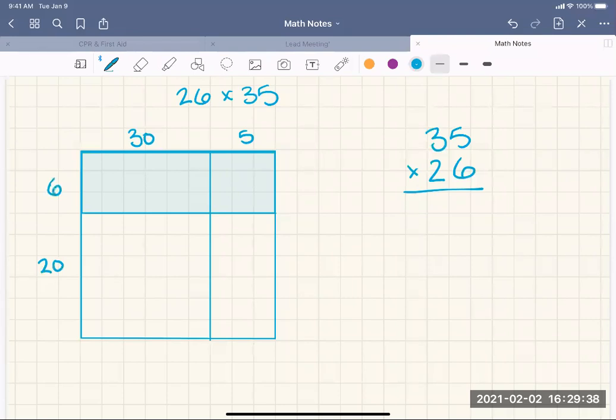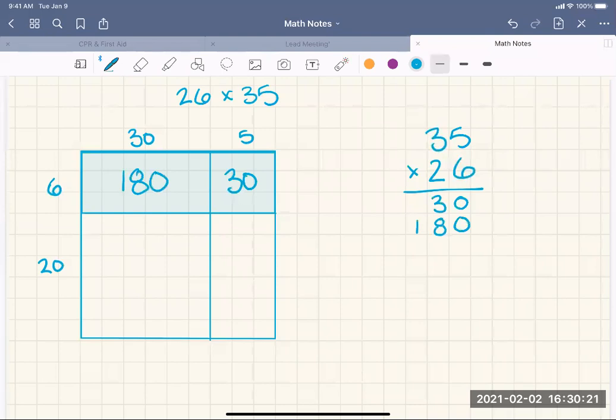So the standard algorithm is very similar to the way we've done partial products. We're going to start by looking at multiplying this digit by this digit. So 6 times 5. So we're going to do that over here, which we know is 30. Okay. And then we're going to do our 6 times our 3 tens, which we know is 180. Okay, so write those down here, 30 and 180.